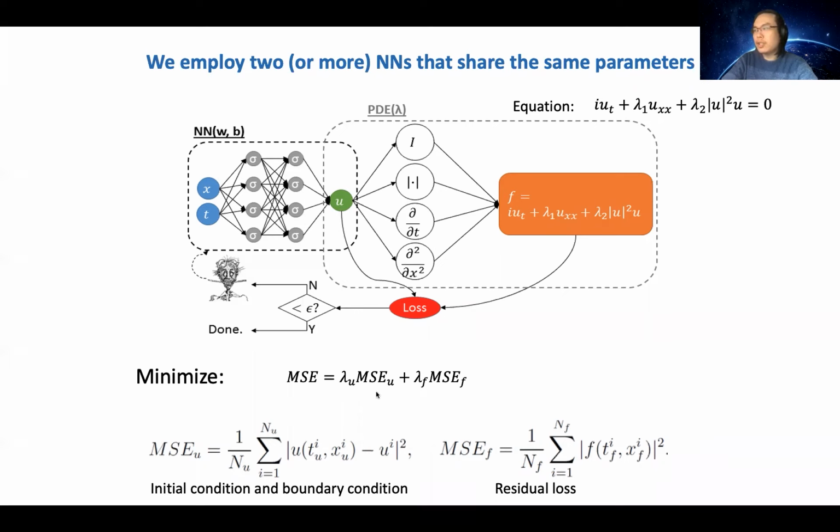So this is the loss function where lambda u and lambda f are just two weights. The first term is the initial and boundary condition. You can see that it's basically the mean squared error, and the second part is the residual loss, which is also a mean squared error. Does it make sense? Okay. So basically this is just the initial data for the initial condition and boundary condition, and this is t_u^i and x_u^i, just where data are located. Okay.